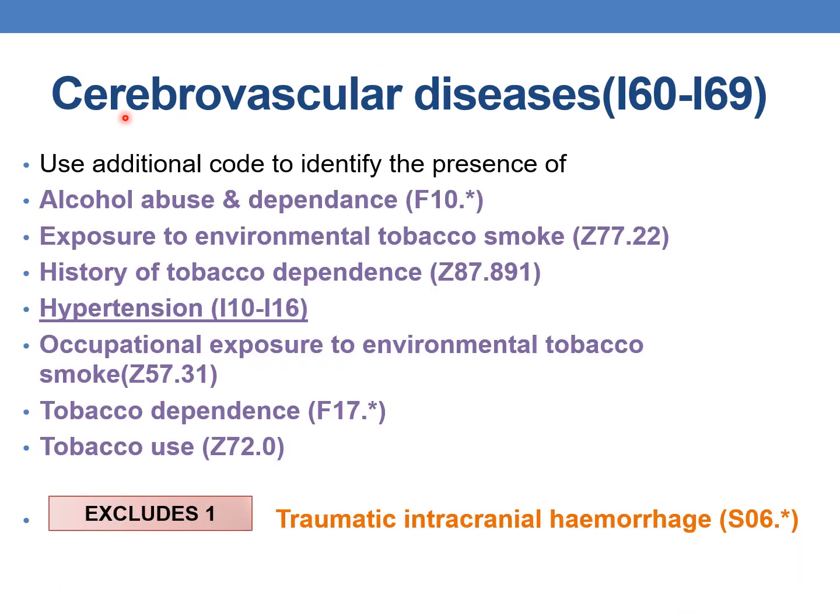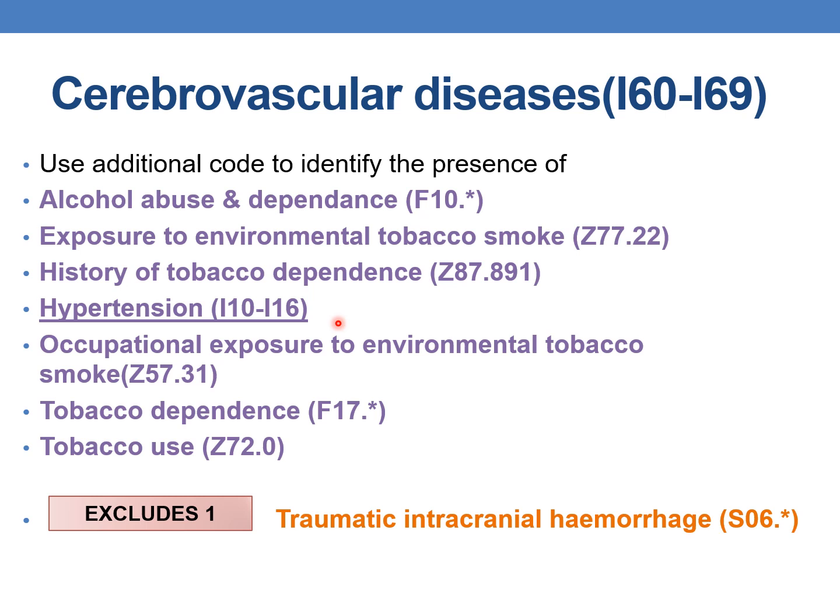Now, if you see under the cerebrovascular diseases heading in the tabular list, you can see use additional code to identify the presence of alcohol abuse or dependence. That means whenever you are coding cerebrovascular diseases, you need to check for these cases and code the additional codes. If the patient has alcohol abuse or dependence, or exposure to environmental tobacco smoke, then you need to code Z77.22. History of tobacco dependence should be given by Z87.891.